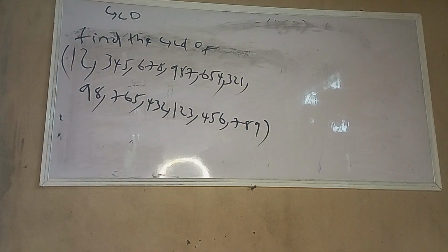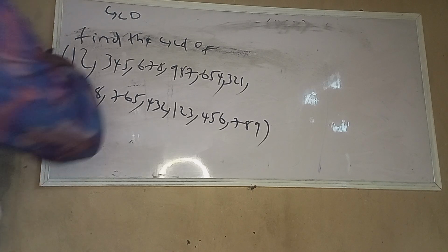So let's find the GCD of these numbers. If you use HCF, you can't find it. It's very hard to find, even though you get it. But if you do it using GCD, it's a simpler way.